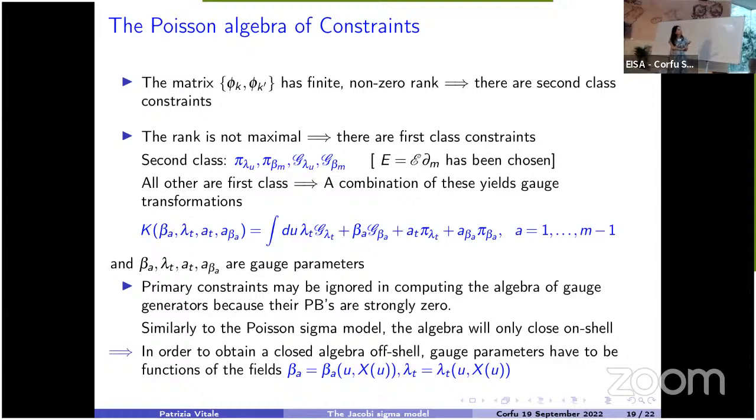So a combination of the other first class constraints will give, again, gauge transformations. So gauge transformations will look like this expression here. We chose to adapt the coordinates in such a way that the Reeb vector field has only components on the coordinate x^n. It's just a technical simplification, but it's not that important. This is why I have n here, because I chose E in that way. Okay, so these are the gauge transformations now.